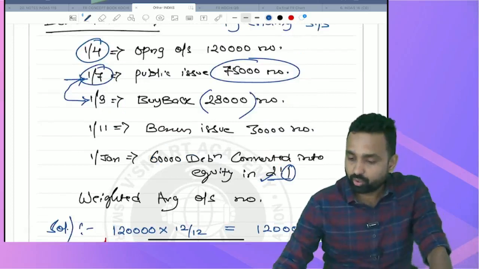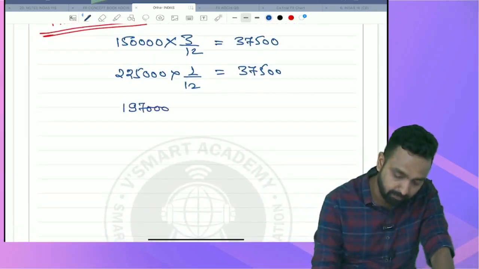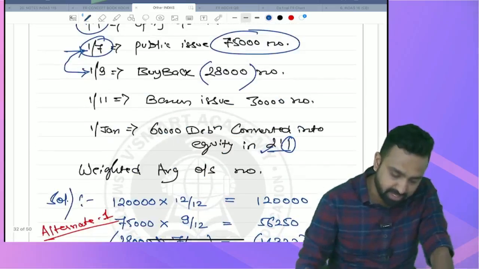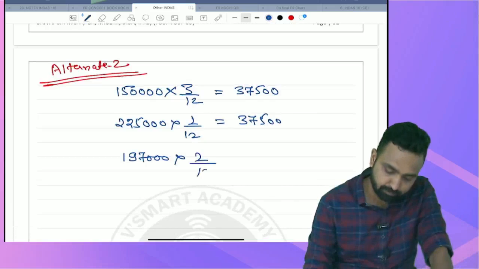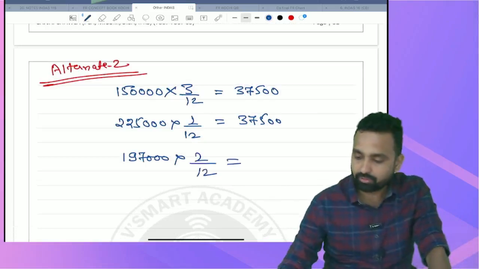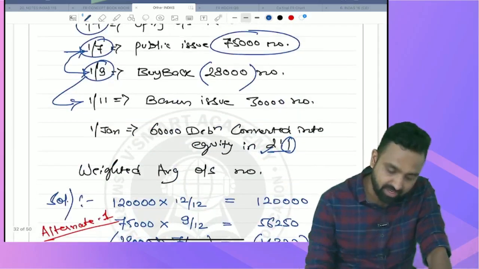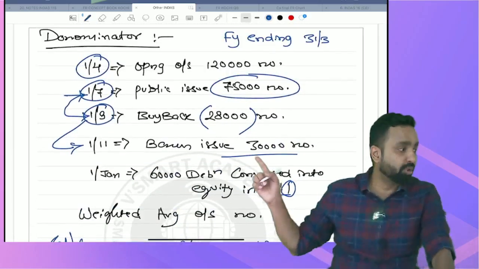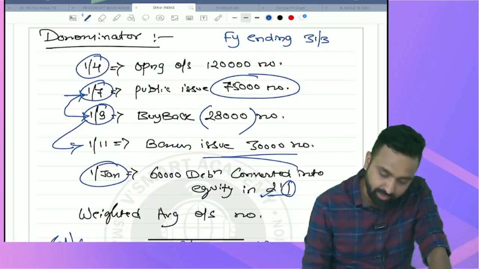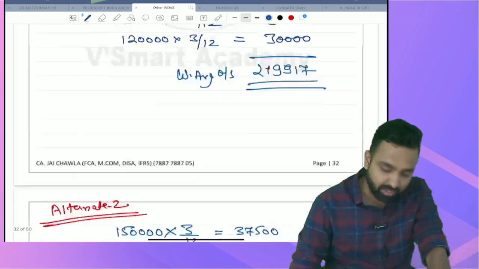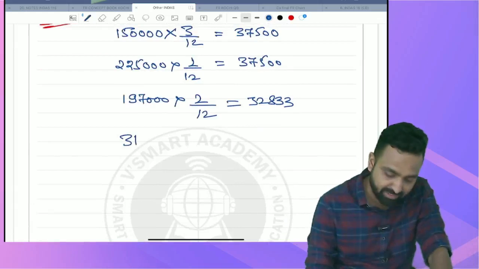Next, from 225 to now buyback of 28. Let's deduct, 225 minus 28, it's 197. And the date is from 1st September to 1st November, again 2 months. Okay, do it. 32,833. From 197, bonus is already done. From 197, debenture 120 on 1st January. So 197 plus 120, it becomes 317.